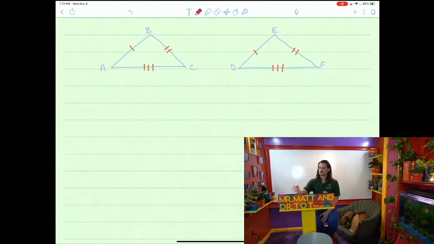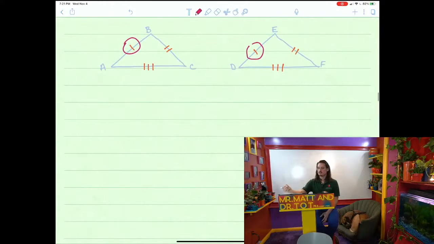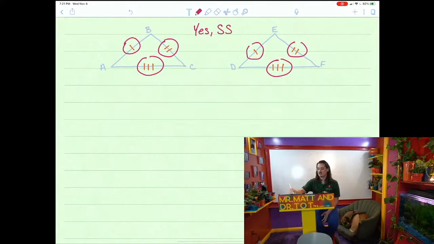Okay, so with this problem, we can see that corresponding side lengths with single dash marks match up. So side length AB is congruent to side length DE. Similarly, side length BC is congruent to side length EF. And lastly, side length AC is congruent to side length DF. So yes, these two triangles are congruent due to the side-side-side congruency postulate.